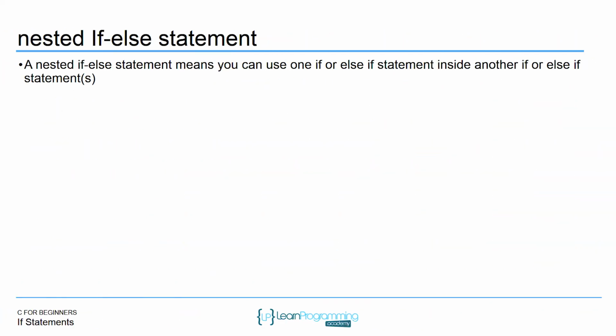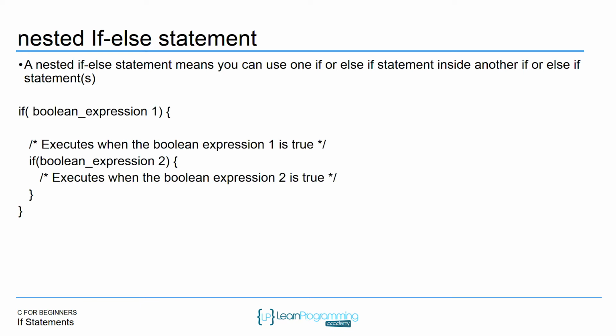Nested if else statement. Nested if else statements means you can use one if or an else if statement inside another if or an else if statement. So that's why it's referred to as nesting. You can use multiple things inside, and you can keep doing that over and over and over. There's no limit on the number of nesting that you have in C. So the syntax looks something like this.